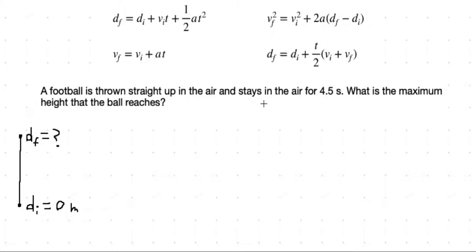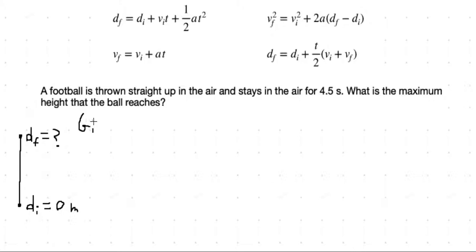This problem gives us the time that it's going to stay in the air. Basically it's going to go up in the air, reach maximum height, then go down on the ground. So that whole entire time is going to be 4.5 seconds. Well, to reach its maximum height, that's going to take half the amount of time, and then the other half is it falling down to the ground. So the time that we'll use, the variable t, will be half the time that we're given here.